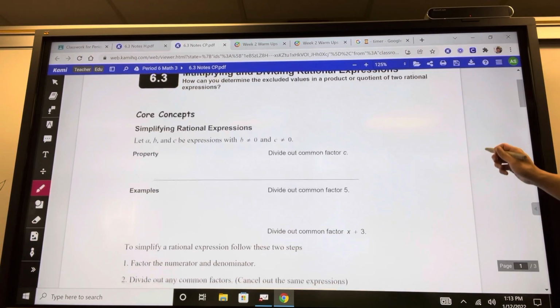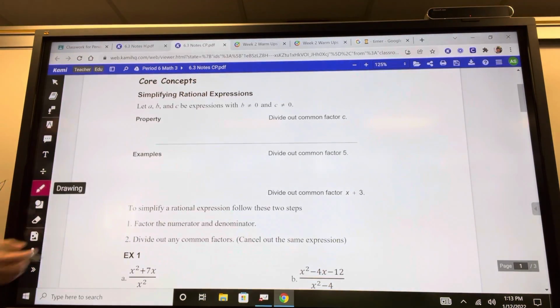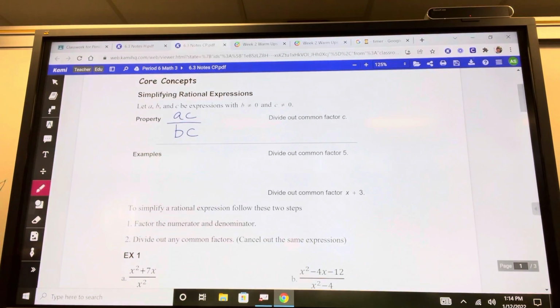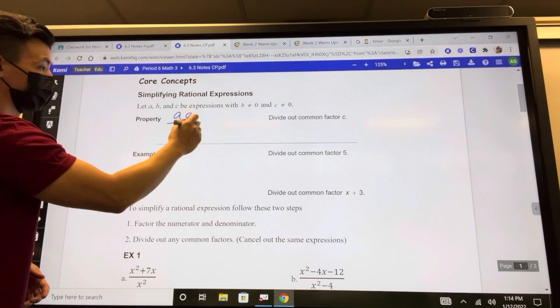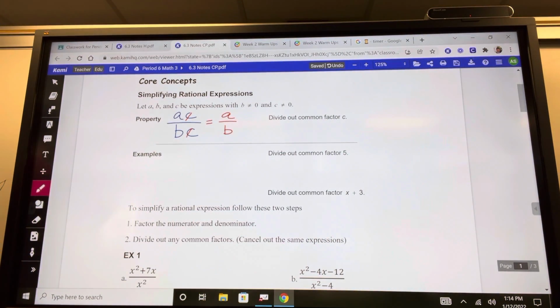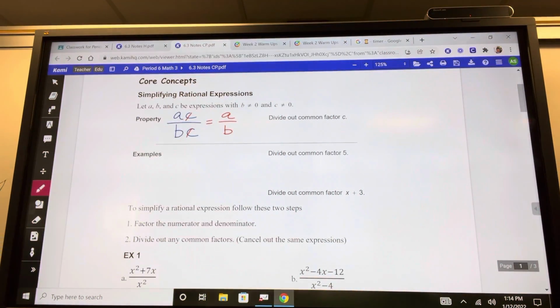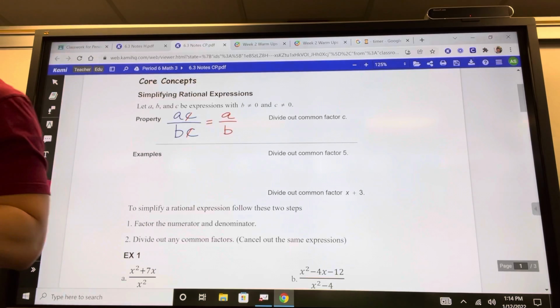First core concept, I think we all already know this concept. If we look at this, our concept is basically, if I have A times C over B times C, I can simplify this, right? What's going to cancel out? C. So basically, if I have the same number in the numerator and the denominator, they'll cancel out. If I have the same variable in the numerator and the denominator, they'll cancel out. If I have the same expression in the numerator and the denominator, they will cancel each other out.